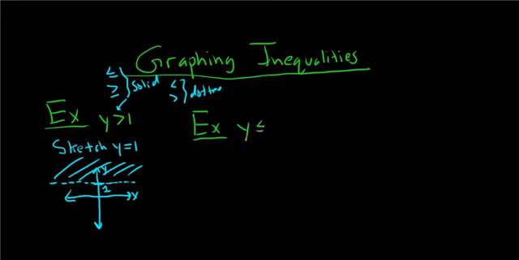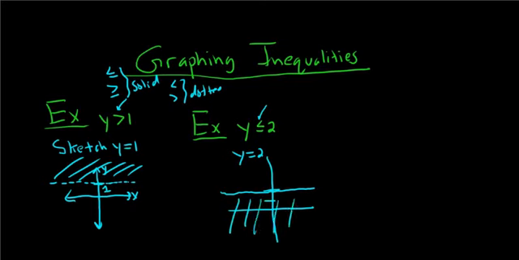Let's do another example. y less than or equal to 2. Again, first we sketch the equality. So first we sketch y equals 2. Again, that's a horizontal line. y equals 2 is a horizontal line at 2. This time, though, it allows for equality, so it's a solid line, right? Really important, solid line. And it's less than or equal to, so we shade below.